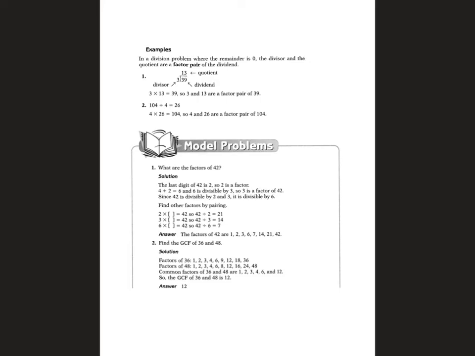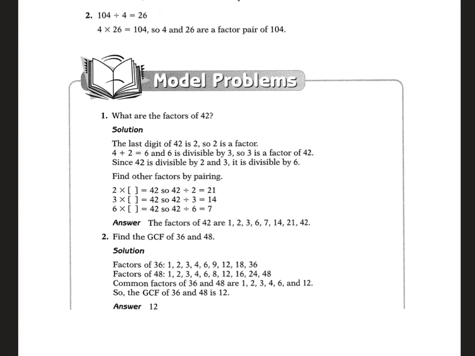For example 1, it asks what the factors of 42 are. The last digit of 42 is 2, an even number, so 2 is a factor of it. 4 plus 2 is 6, and 6 is divisible by 3, so 3 is a factor of it. Since 2 and 3 both go into 42, 6 is also a factor.